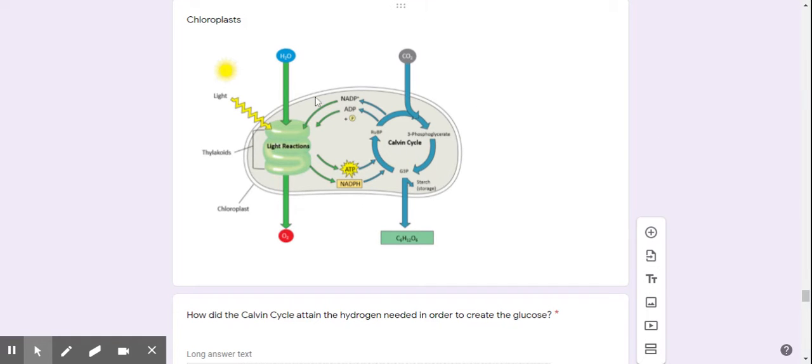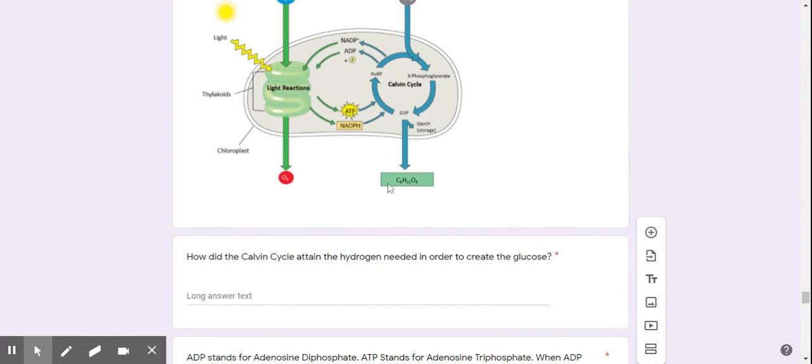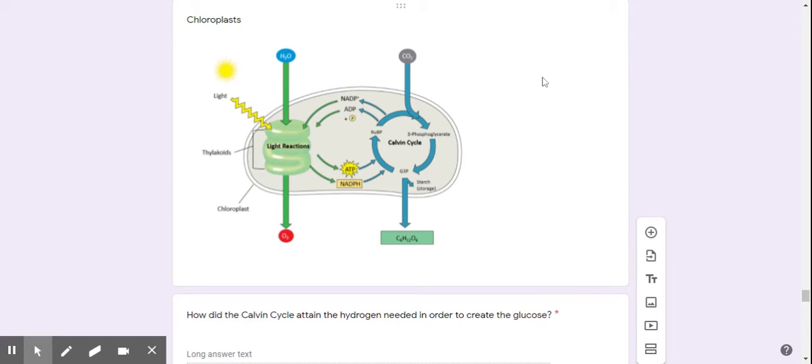So now we're looking at a chloroplast, and we can see that we have the Calvin cycle and a light reaction. A lot of stuff going on here. So how did the Calvin cycle attain the hydrogen needed in order to create the glucose? All right, so we've seen this one before. It's actually not too crazy to think about. Like we mentioned before, the sunlight breaks the water and ends up coming over here into the Calvin cycle.